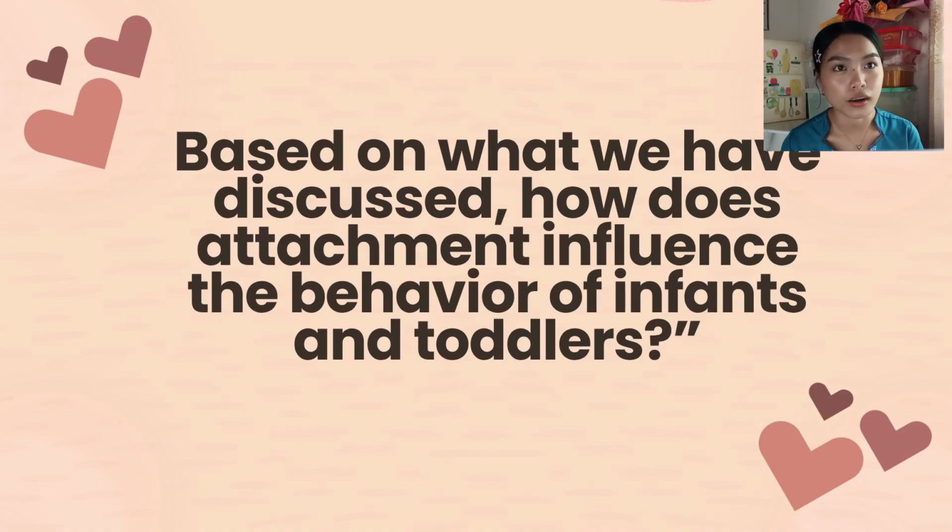So of course, class, attachment plays a very important role in shaping the behavior of infants and toddlers because it serves as the foundation of their emotional and social development. Attachment influences behavior by making children feel either secure or insecure. So, secure attachment leads to confidence and positive affect, independence, and good emotional control, while insecure attachment may result in fear, may result in dependence, may result in difficulty managing emotions later on. So, it's always important to really take care of our children properly.